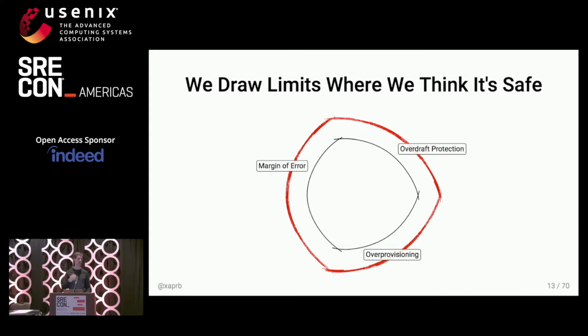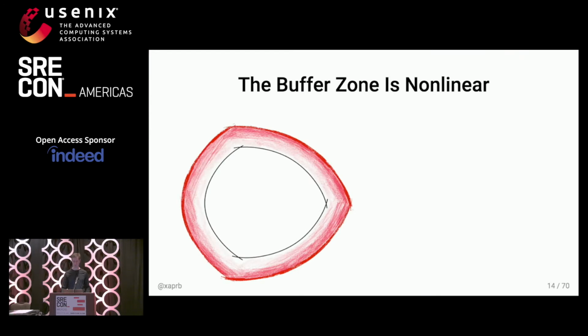So we've got the margin of error on the left, that's the safety limit. We've got overdraft protection, maybe we actually literally have that in our bank account. And we've got over-provisioning on the bottom. And what happens in that buffer zone is not clean. It's not linear, it's very fuzzy. And as we start to encroach upon it, we start to get warning signs like, ooh, maybe the wheels are rattling a little bit. Maybe I should take my foot off the gas pedal, kind of a thing.